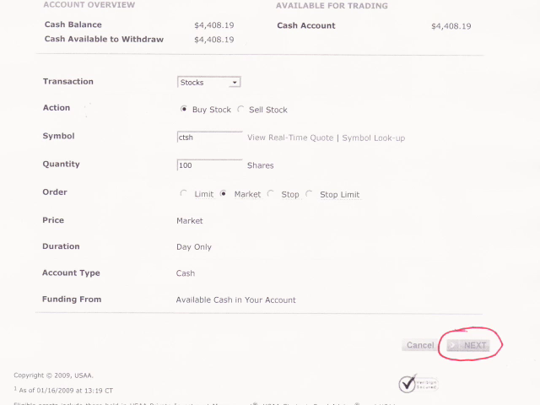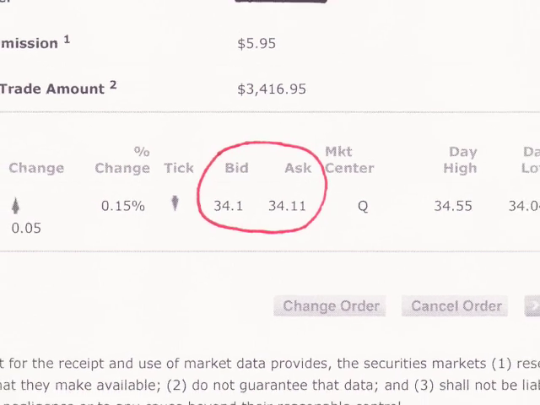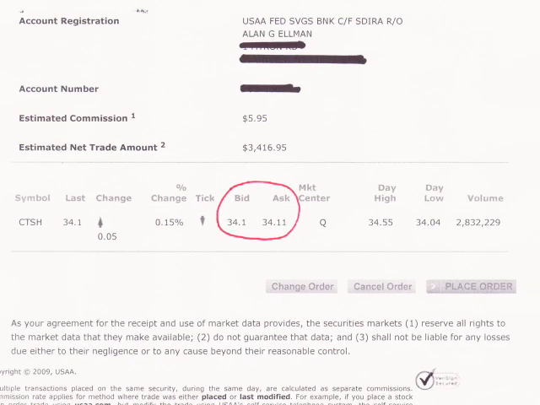And the next page will show you the bid and ask price of CTSH. And here you see that the bid is $34.10 and the ask is $34.11. Very, very tight bid-ask. So we're just going to leave the market order as is. There's no need for a limit order here. We know we're going to get it at about that price. And then again on the lower right you can see where it says place order.